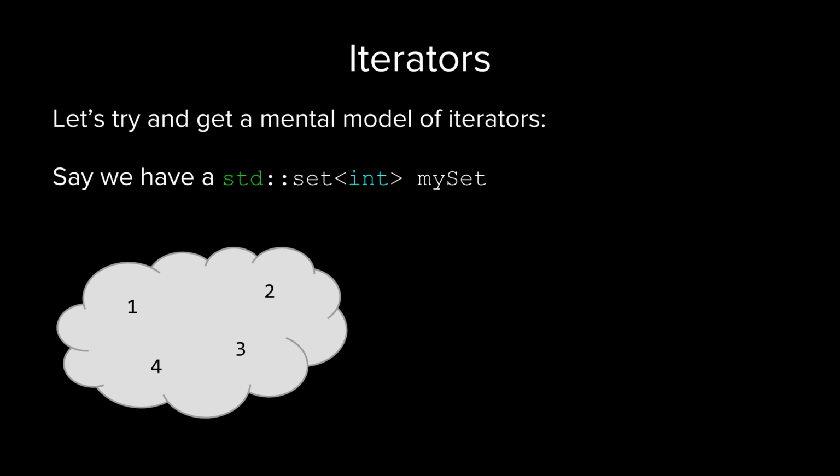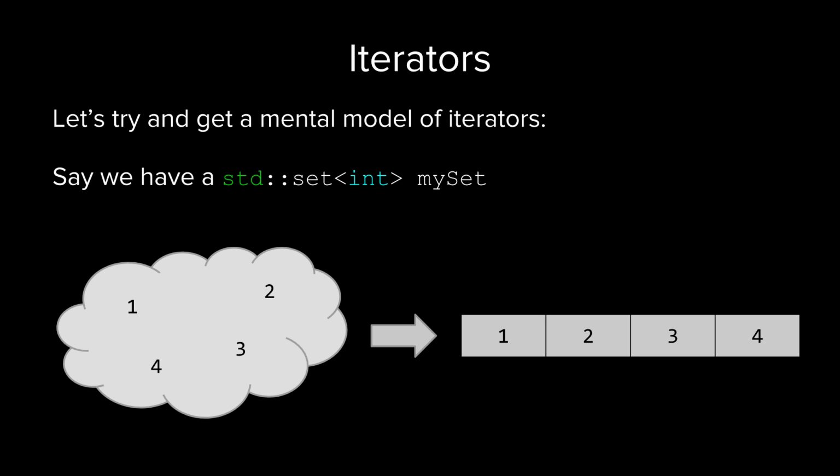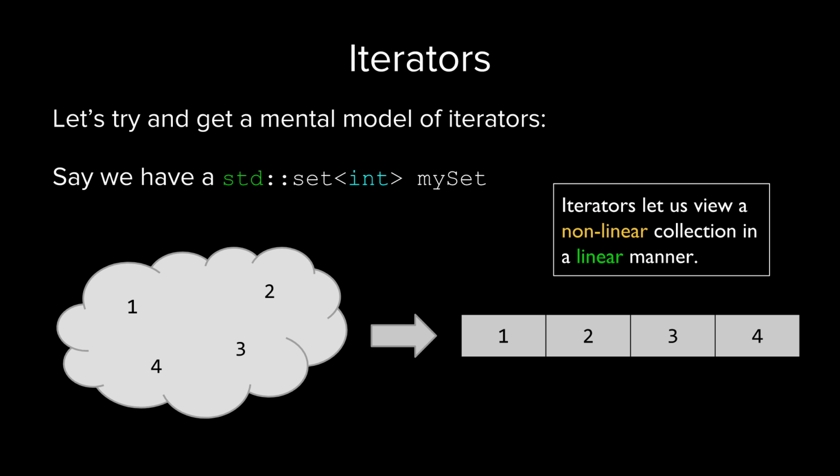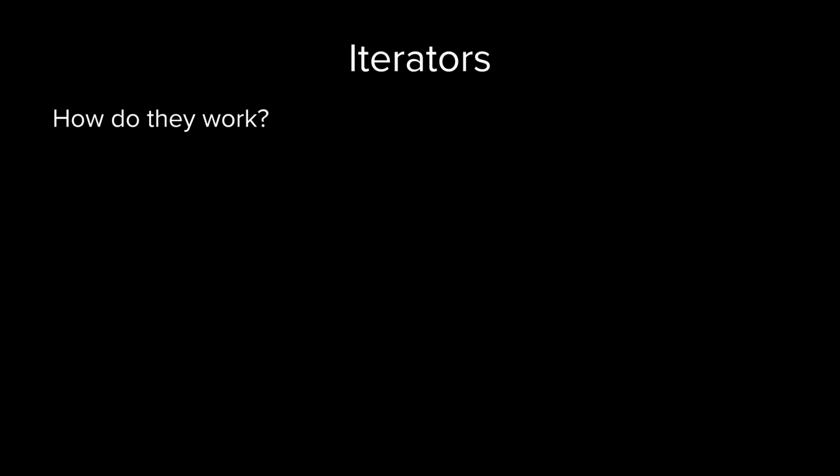The mental model of iterators is that you have some collection, and think of it as a cloud, because not every collection is a sequence. A more general way of thinking about a collection is some cloud of things. The idea of iterators is they let you view this non-linear collection in a linear manner somehow. So the question you might be asking is, how does this magical thing work?